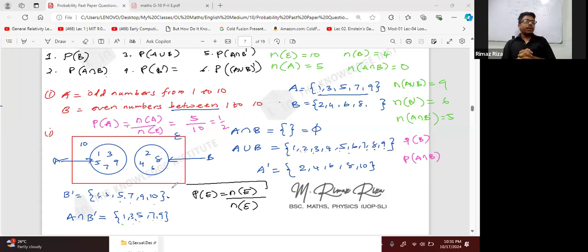Sixth one. Now this one, let's see who has done correct. Probability of A union B, its complement. Wow, I'm getting the correct answers. Very happy. So we know A union B is this, and its complement means only 10 will come. So therefore only 1. So 1 divided by 10 is the probability. Okay, so far, so good.